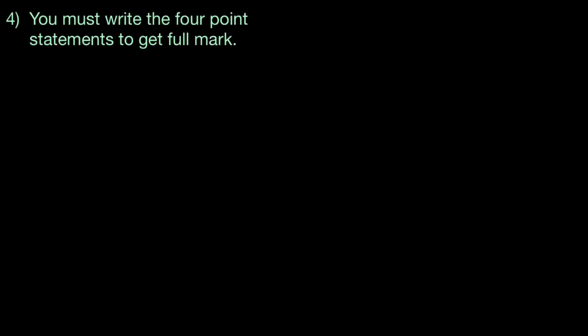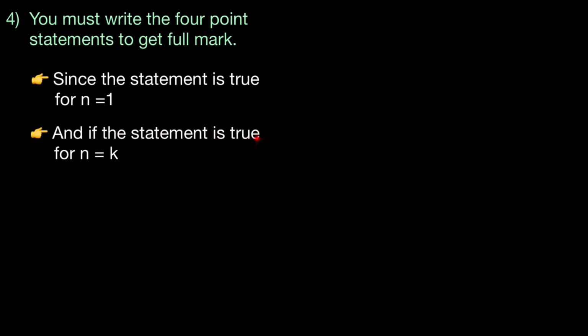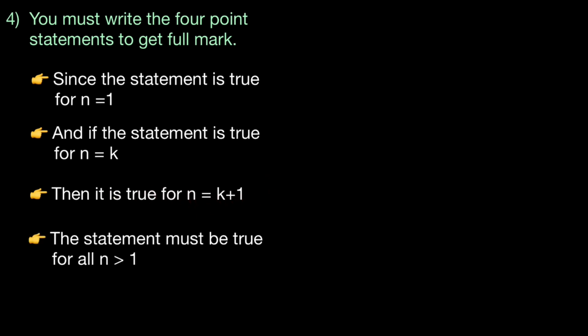Finally, for step 4, we must write the four-point statements to get full marks. And to do that, we write: since the statement is true for n equals 1, we must write that down. And if this statement is true for n equals k, we must write that down. Then it is true for n equals k plus 1. We have to write that down. Finally, we need to write the statement must be true for all n greater than or equal to 1. All these statements must be written down to get the full mark.